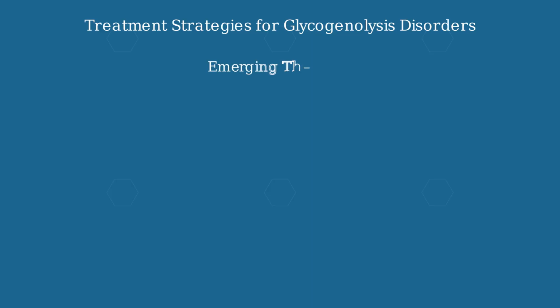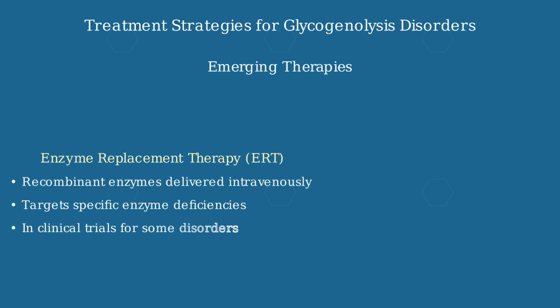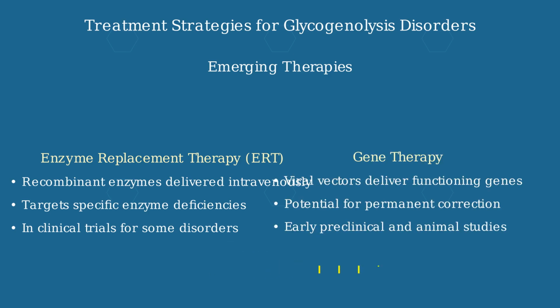While dietary management and cornstarch therapy are the current standards of care, several emerging therapies show promise for treating glycogenolysis disorders. Enzyme replacement therapy uses recombinant enzymes delivered intravenously to compensate for the specific enzyme deficiency. Gene therapy represents a potentially permanent solution. Using viral vectors to deliver functioning copies of the affected genes, it could correct the underlying genetic defect.